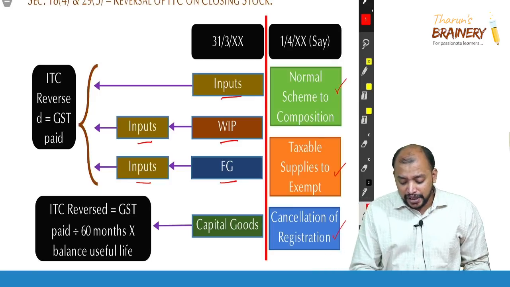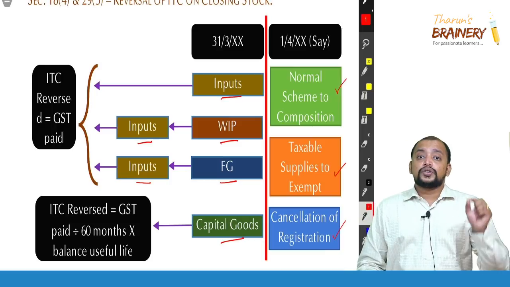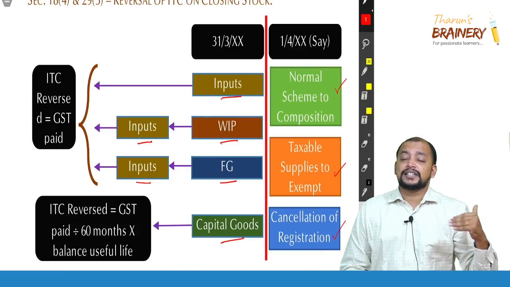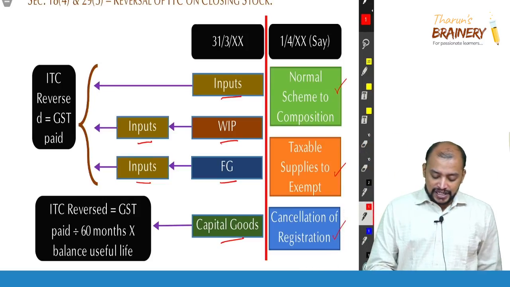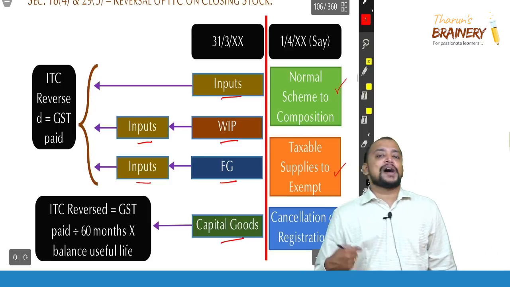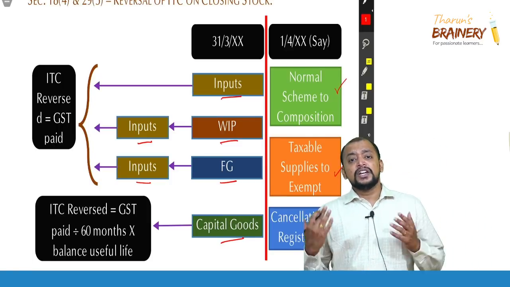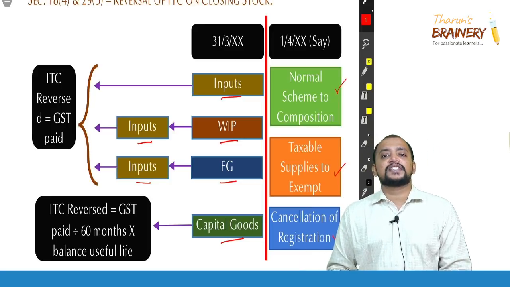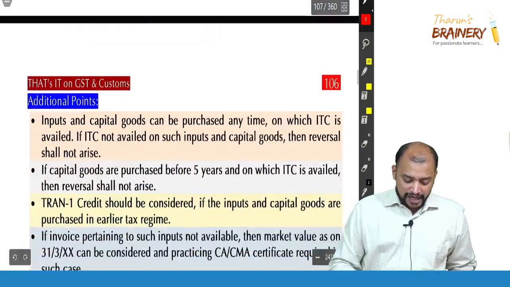Then capital goods you need to take. On capital goods, we need to calculate total GST paid divided by 60 months, since life is taken as 60 months, into the balance useful life, and we should reverse that. So this is the reversal of ITC. If I have that much balance in ITC, it will be reversed, and if there is any excess balance, that will lapse. Suppose there is any deficiency, I need to pay that.